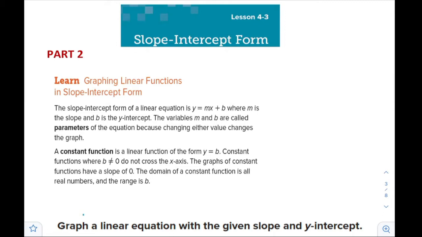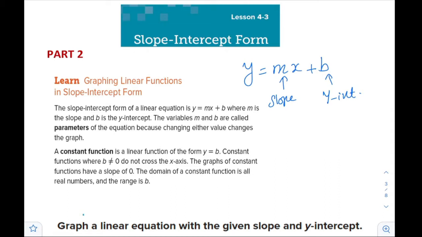So reminder that slope intercept form was y equals mx plus b. m is the slope, and b is the y-intercept.